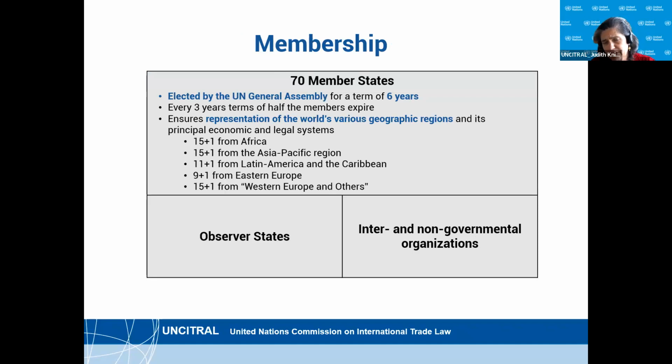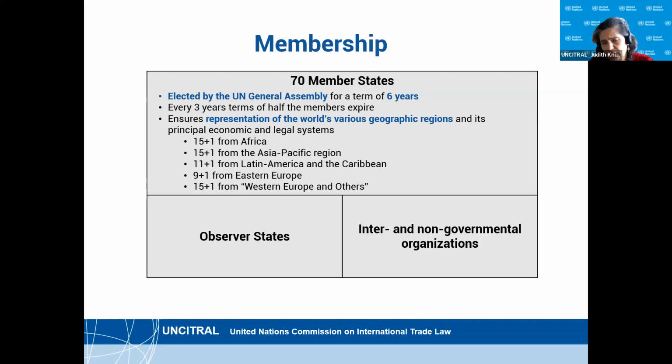So I said 70 member states. Now this increased over time. These member states are elected for a period of 6 years. We do exchange every 3 years half of the commission, and you see here on the slides that we have always 16 states from Africa, 16 from the Asia Pacific region, 12 from Latin America, 10 from Eastern Europe, and 16 from Western Europe and others. So this is to make sure that we have at least a certain number of states from these regions, so that these regions are properly represented.